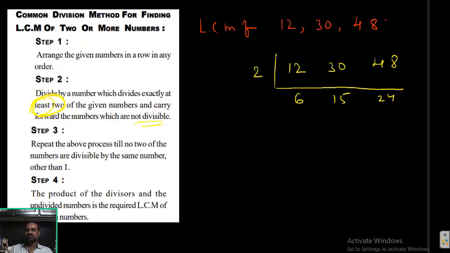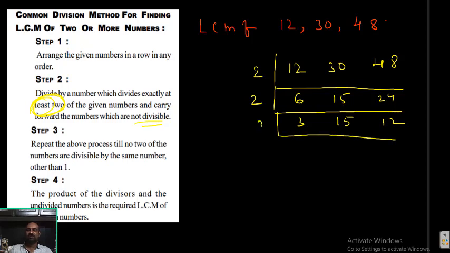So I can take 2 also. 6 and 24 are divided by 2, so no problem, and I will take 2. 2 3s are... So 15 is not divisible by 2, so we carry it as it is. So this is 12. Okay, 3, 15, 12 divided by 3, which is another prime number. 3 1s are, 3 5s are, 3 4s are.